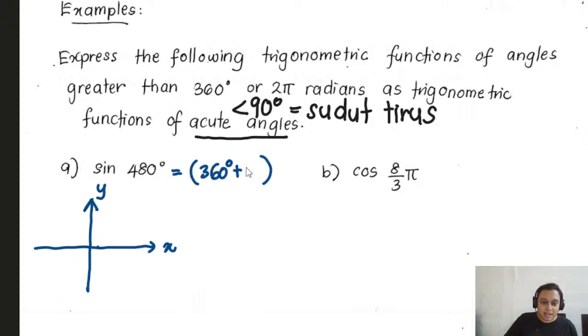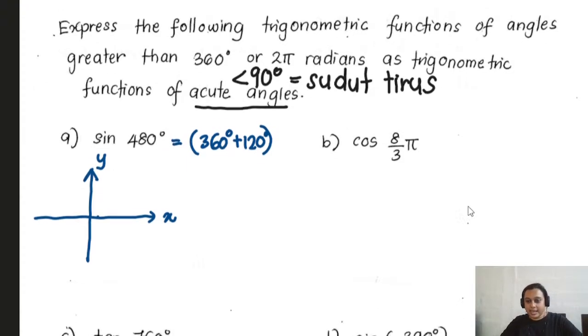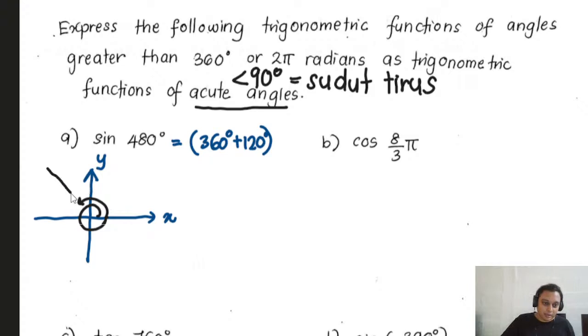360 plus how much? 360 tambah berapa dapat 480? 120, isn't it? 120. Okay, you write down first like that. Okay, then 360, you draw one cycle. Lukis satu kitaran. 120, we draw until here. Sukuan kedua. Okay, do a line. A bit cacat already. Okay, do a line like this.